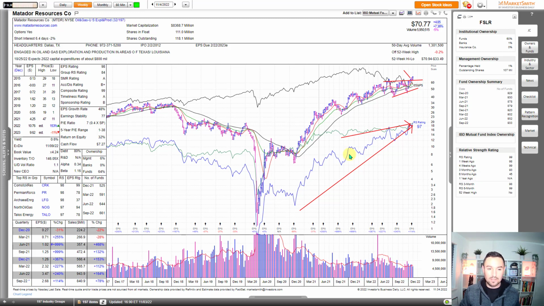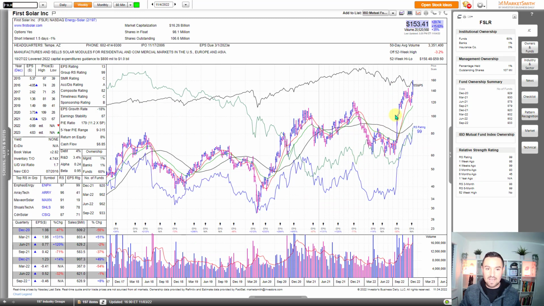Let me just show you another two. So this is FSLR, a solar stock I'm long. I got it on a lowish pivot around the 50 SMA. I was consolidating trigger bars on the 10, 21 and 50 SMA. So I'm already long this stock. But solar is very strong. Energy solar, number 2 ranked industry group.